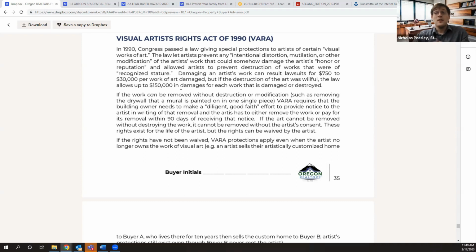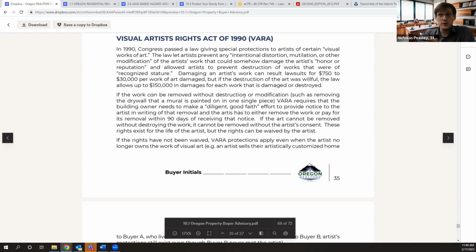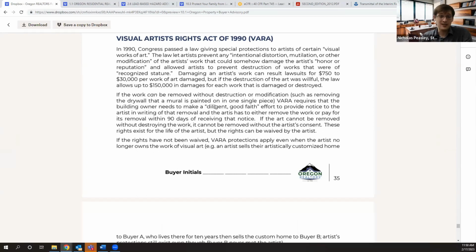It's significant. The work of art, if it can be removed without destruction or damage of the thing, then you're supposed to give a good due diligence effort to inform the other party and say, hey, heads up, I'm going to be removing your artwork, or you're going to be removing your artwork. Please get rid of it. And then you need to give that person up to 90 days to remove the art.